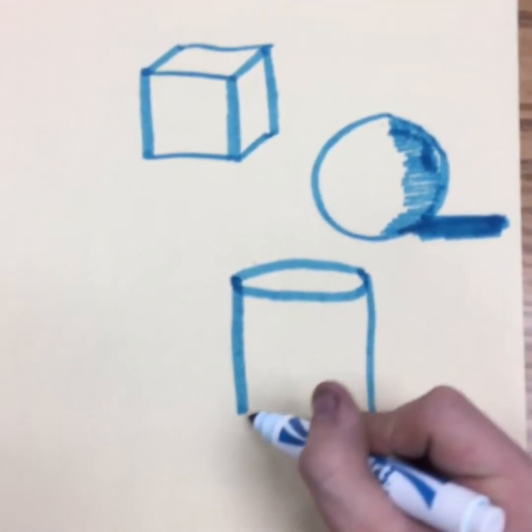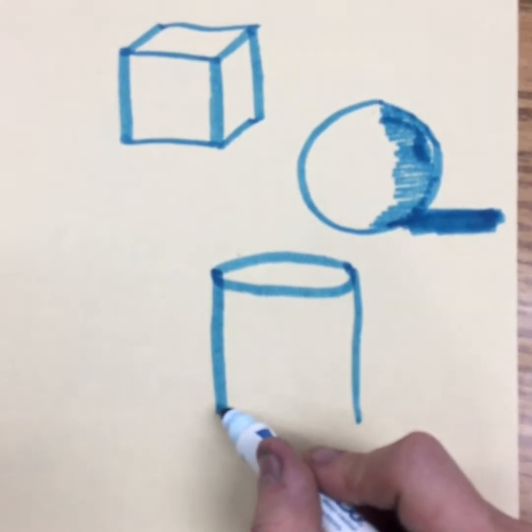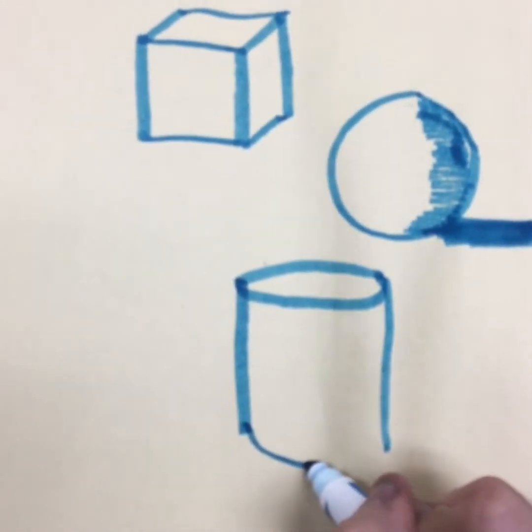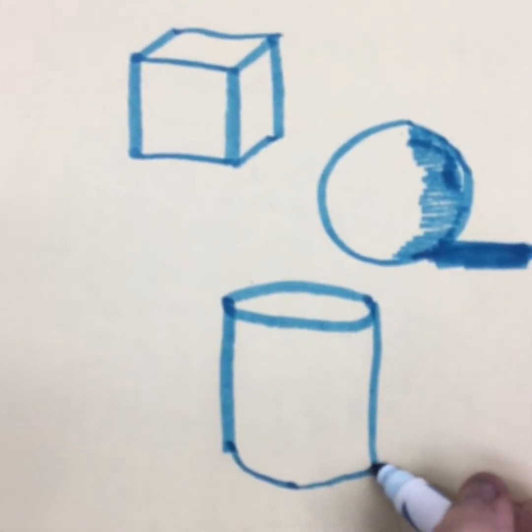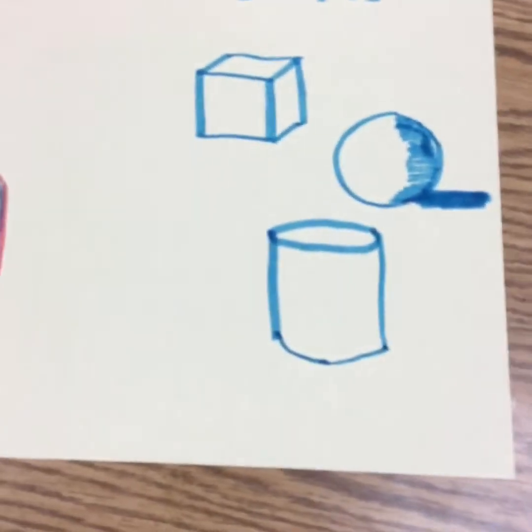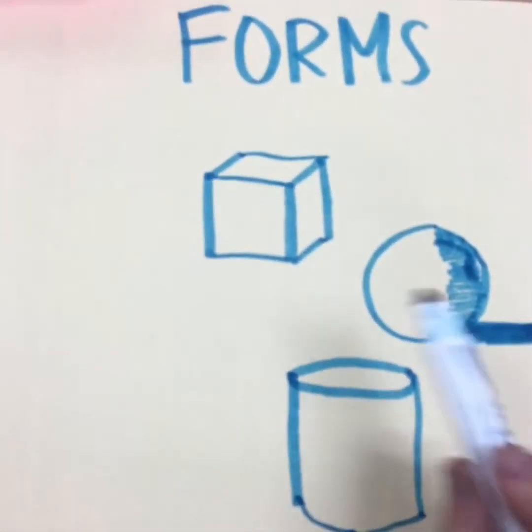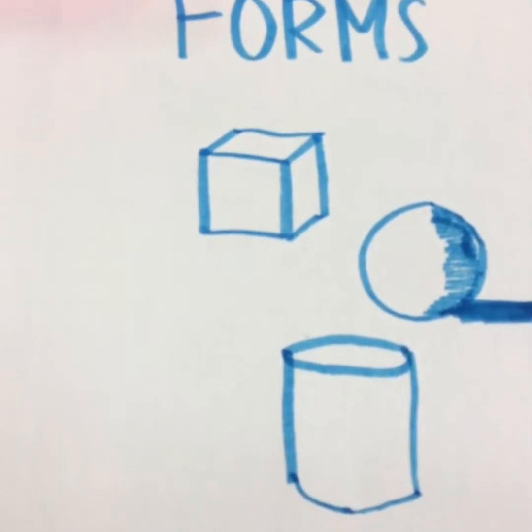Great job. Now I want you to think of a happy face. We're gonna do a little happy face at the very bottom. And now we have a realistic looking cylinder. Great job, kindergarten. Now I will give you a chance to color in your forms.